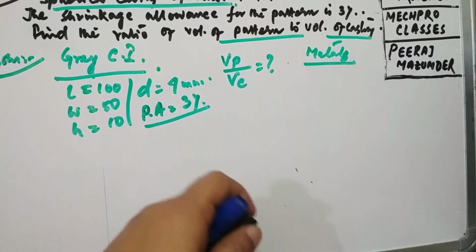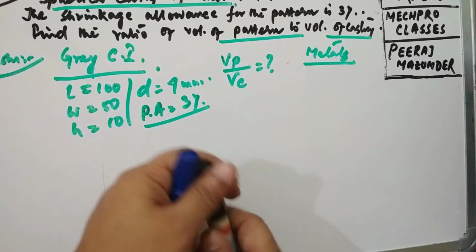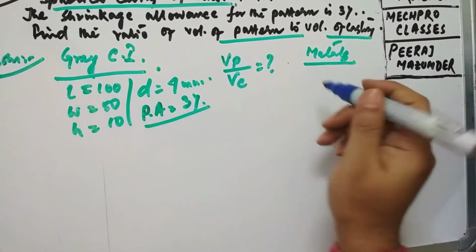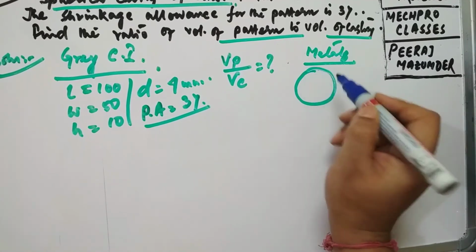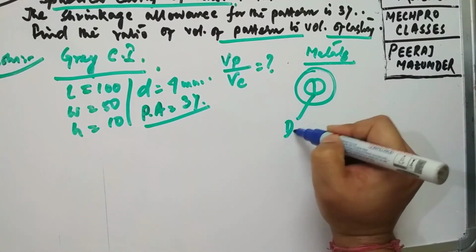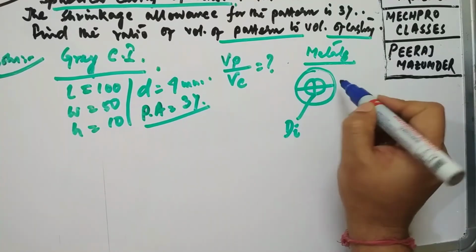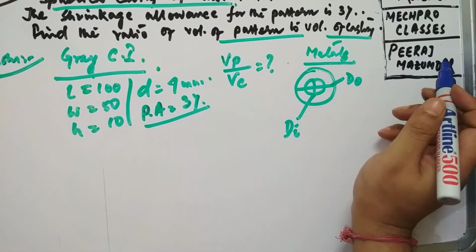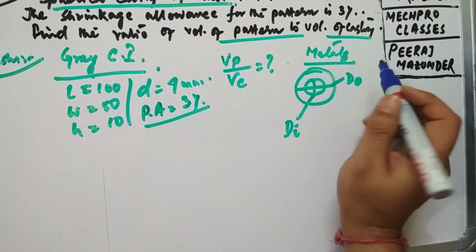For this particular casting, they are saying that we have to make a hollow casting. So let us again draw the same picture. This is your D inner and say this is your D outer. Now, for this case, what will happen?